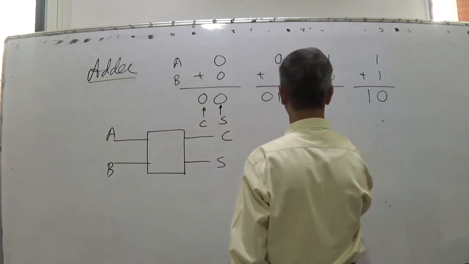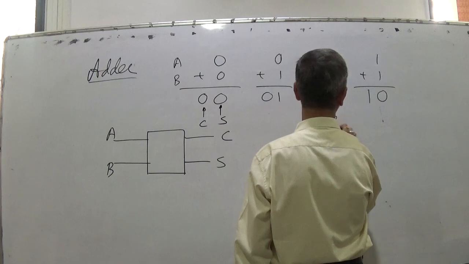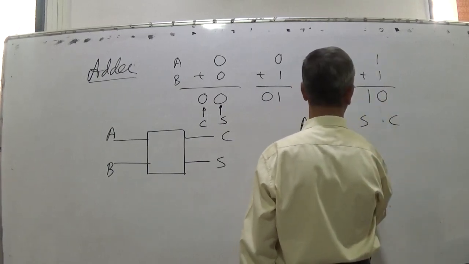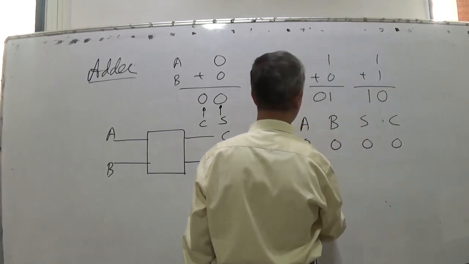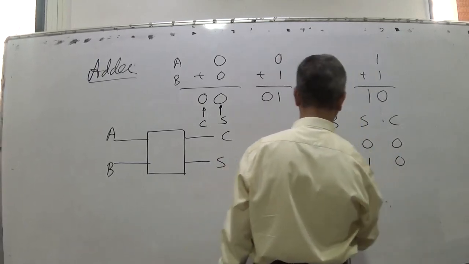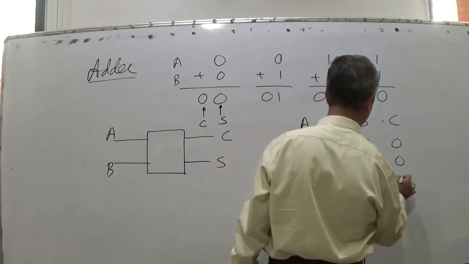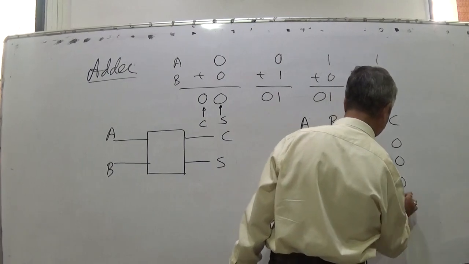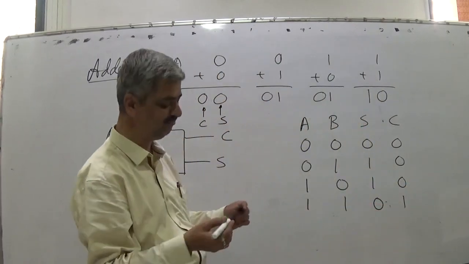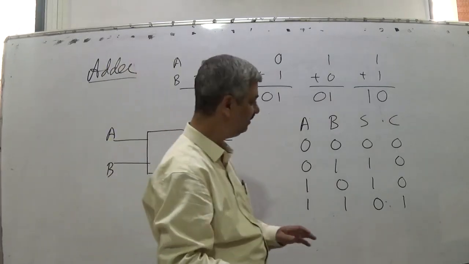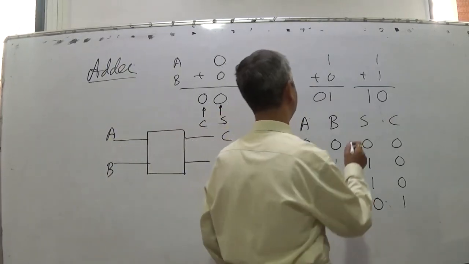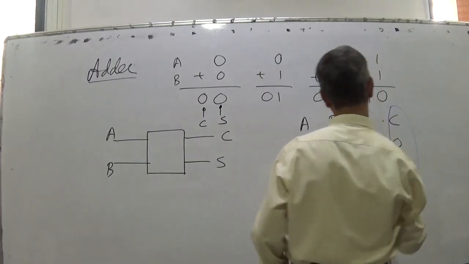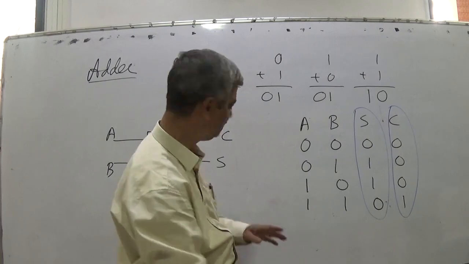So what we want, when A and B, we can write a truth table, sum and carry. When A is 0, B is 0, sum is 0, carry is 0. When A is 0, B is 1, sum is 1, carry is 0. When A is 1, B is 0, sum is 1, carry is 0. When A is 1, B is 1, sum is 0 and carry is 1. So quite simple and obvious. So you can look at the sum column separately and carry column separately. So how will you design a circuit inside?